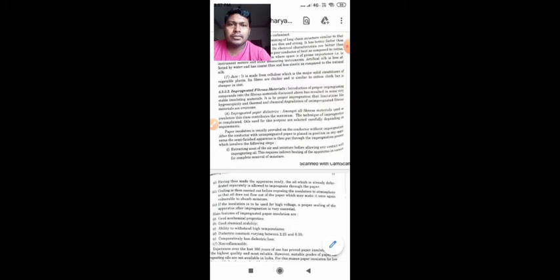Paper insulation is usually provided on the conductor without impregnation. After the conductor with unimpregnated paper is placed in position in any apparatus, the semi-finished apparatus is then put through the impregnation process, which involves the following steps. So what are the steps? We will discuss each one of them. First, extracting most of the air and moisture before allowing any contact with impregnation oil. This requires indirect heating of the apparatus in vacuum for complete removal of moisture.